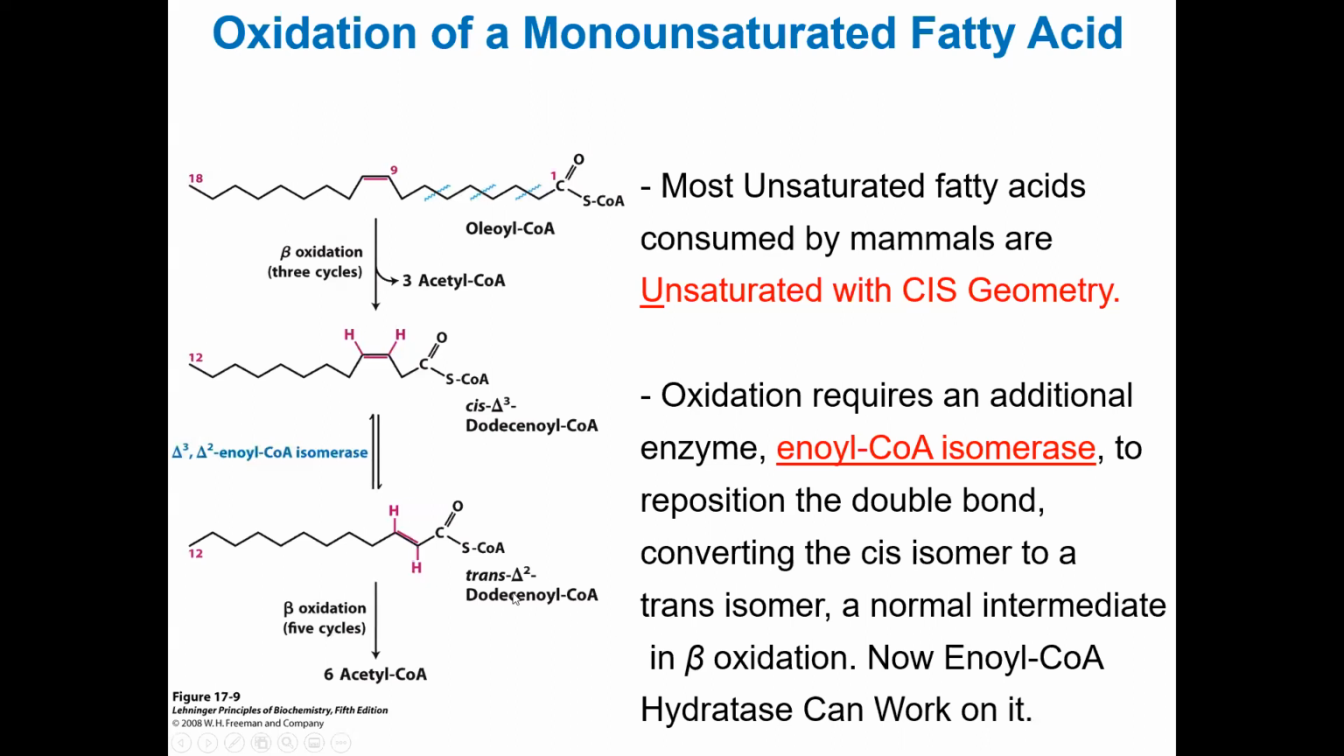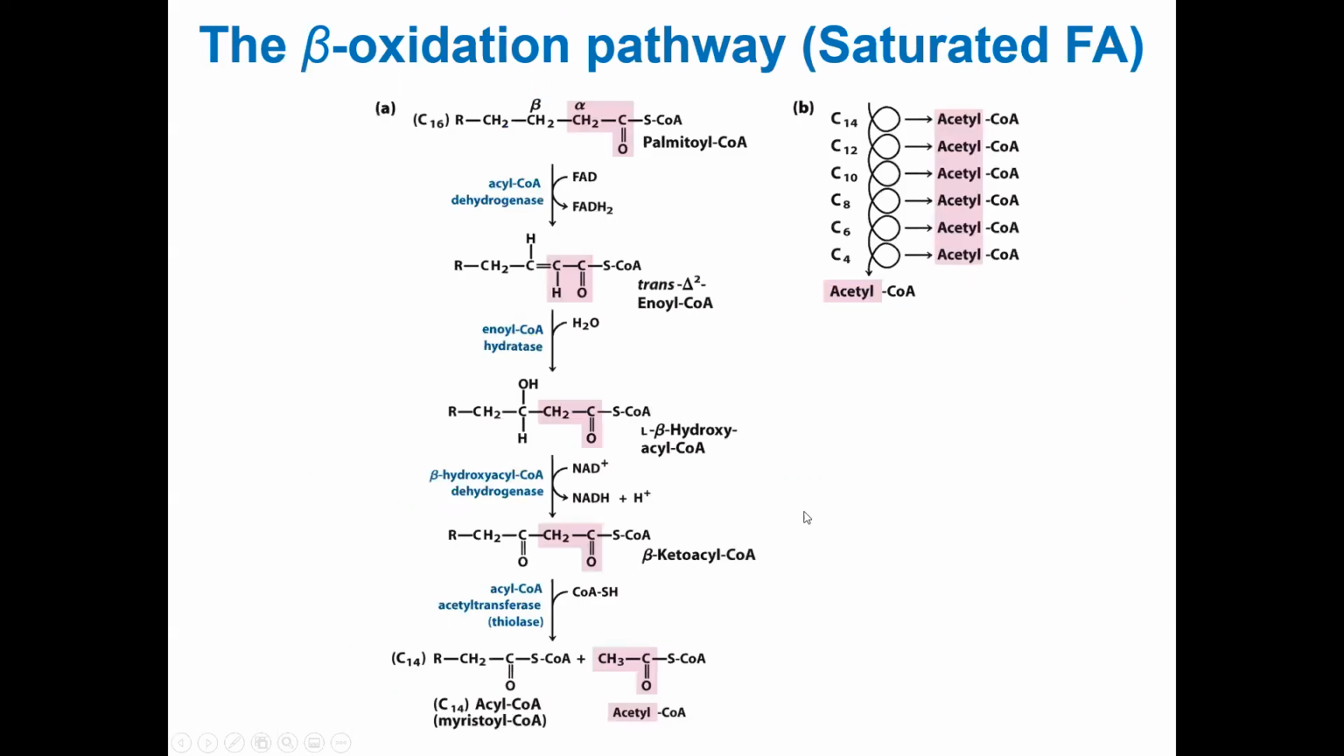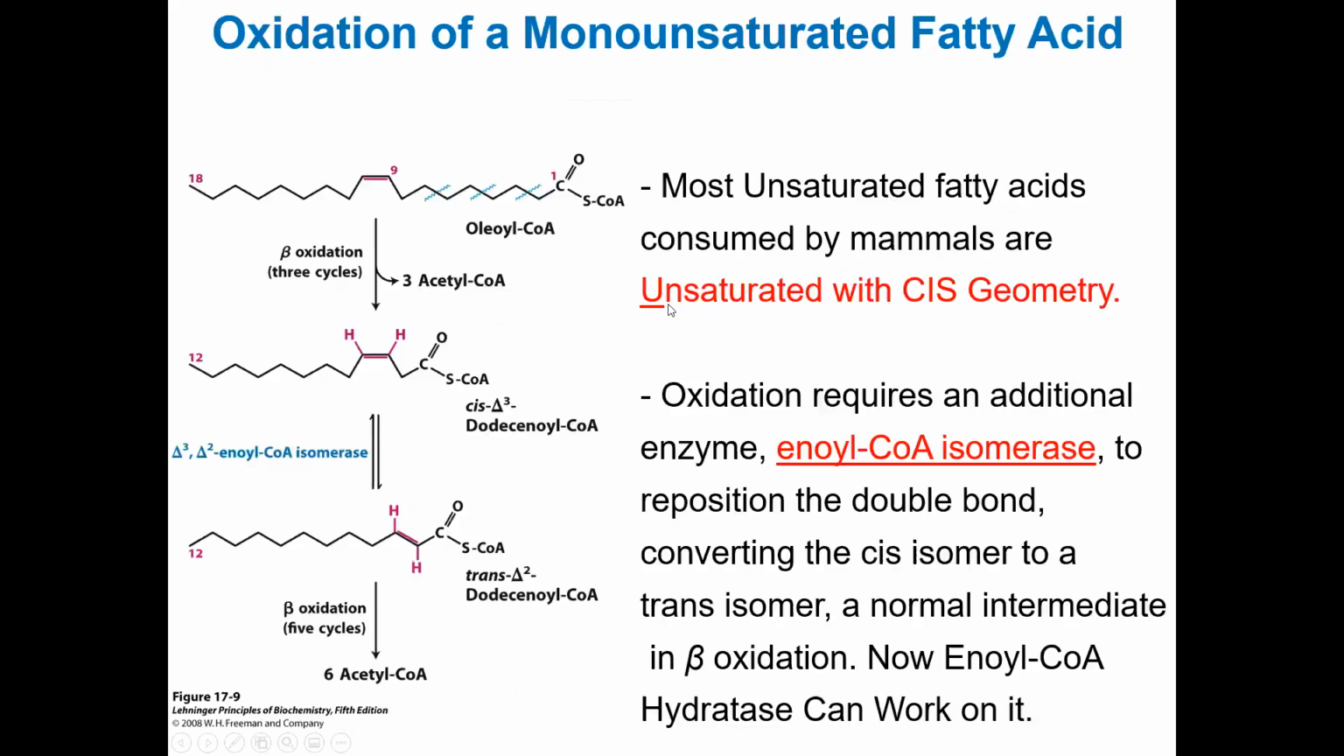Okay, so now you have the trans delta 2 activated fatty acid, and if you remember, trans delta 2 activated fatty acid becomes a substrate for the regular beta oxidation pathway, and therefore you will be able to carry out a further 5 rounds of beta oxidation. When you do 5 rounds of beta oxidation on this trans delta 2 dodecanoyl coenzyme A, you will produce 6 molecules of acetyl coenzyme A. So 6 here and 3 on the top, a total of 9 acetyl coenzyme A you produce from an 18 carbon monounsaturated fatty acid. Cool? Very easy, right?